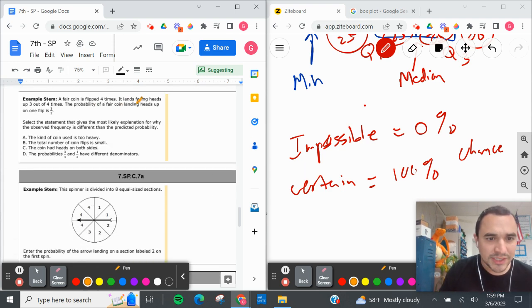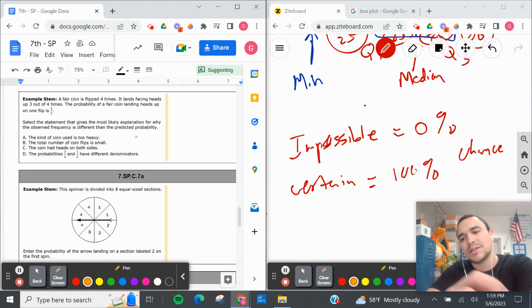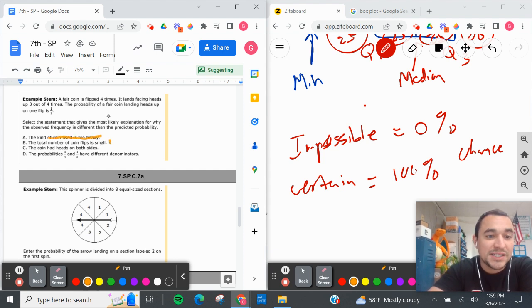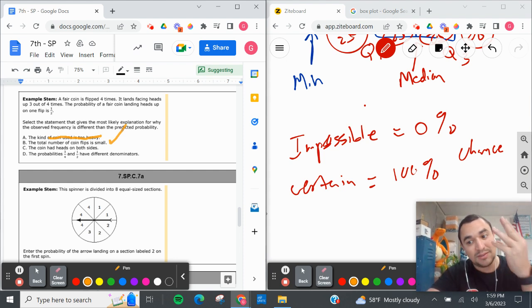All right, a coin is flipped 4 times. It lands facing heads up 3 out of 4 times. The probability of a fair coin landing heads up is 1/2. Select the statement that gives the most likely explanation for why it is different than the predicted probability. Well, sometimes you flip a coin and you get heads twice in a row. Is the coin too heavy? No. The total number of coin flips is small.